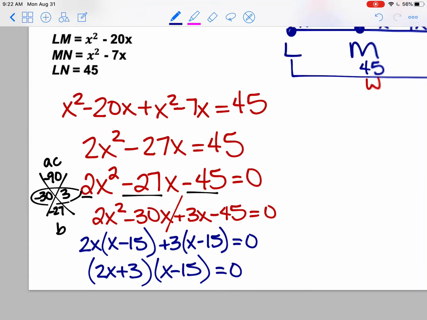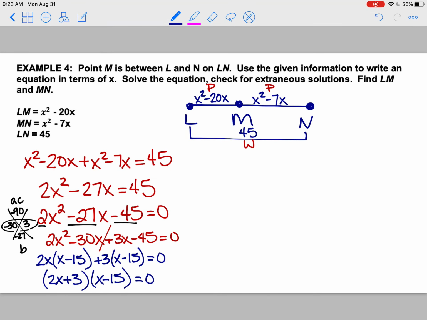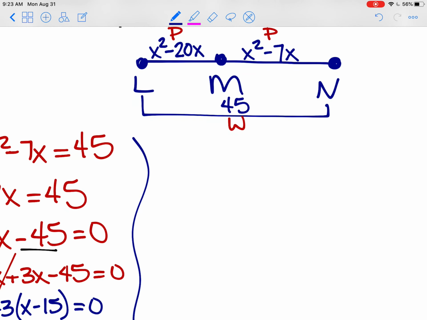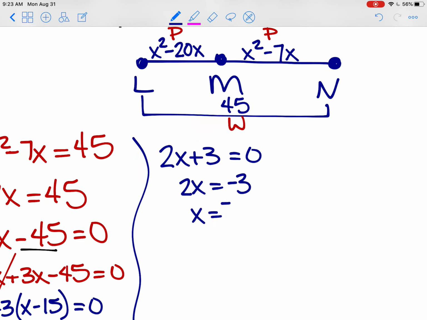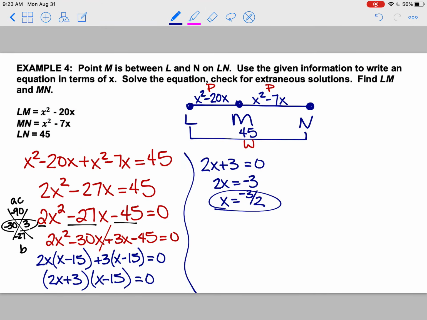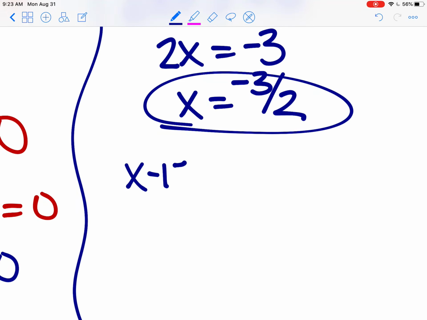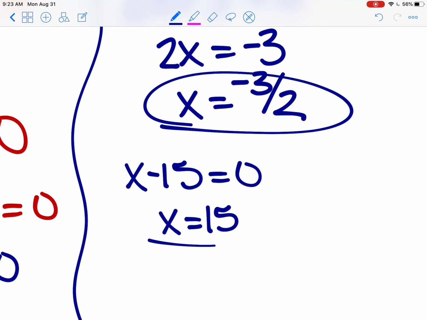Okay, that's our equation factored, but we're not done because they do want us to solve and figure out what x is. So I'm going to take both of those and I'm going to set them equal to 0. So we had 2x plus 3, and we can solve that. We move the 3 over, it becomes negative. Divide by 2, x equals negative 3/2. Okay, but we had another set of parentheses, x minus 15, so we have to set that equal to 0. We can move the 15 over, and x equals 15.